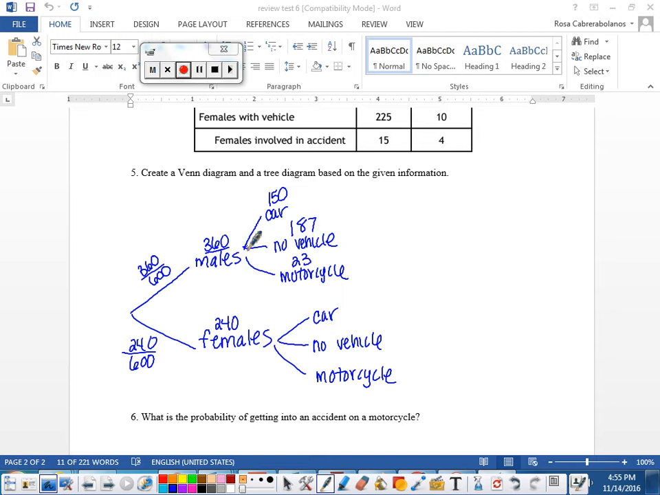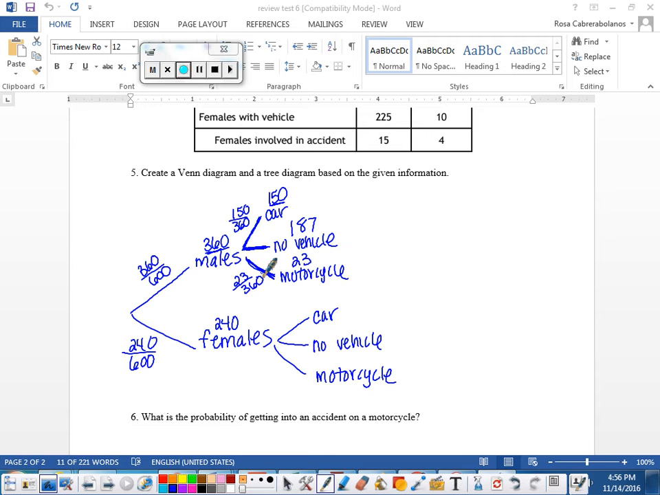Now I still have to find the percentages for these branches right here. In order for me to do that, I just have to divide these numbers by 360. So for example here, I would put 150 divided by 360. That would give me that branch right there. This one right here, I would do 187 over 360. This one, 23 divided by 360. Now I'm not doing it just because it doesn't fit and I don't have a calculator, so you do it and put it on your paper, okay?